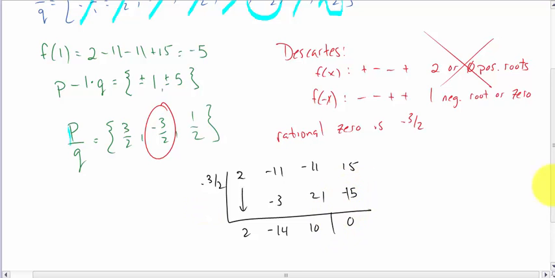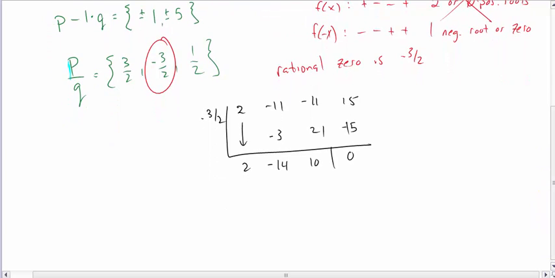That's good. So what does this tell me? Well, it tells me that when negative 3 halves is a 0, x plus 3 halves is a factor, and my other factor, which becomes quadratic now, is right here: 2x squared minus 14x plus 10. This is f of x.